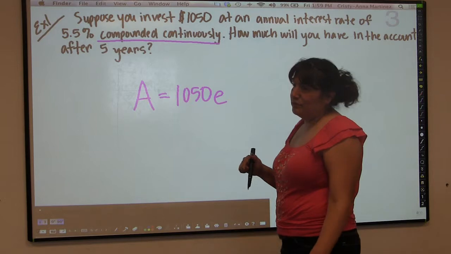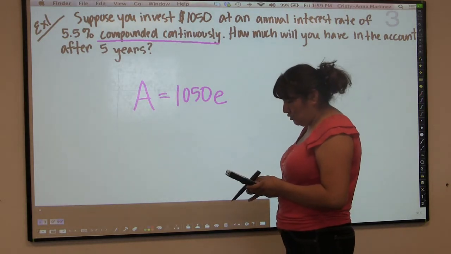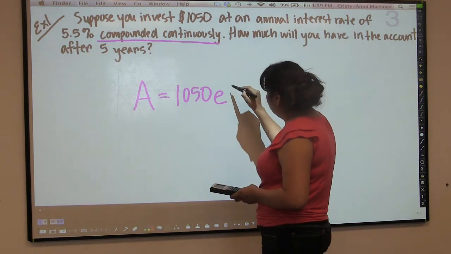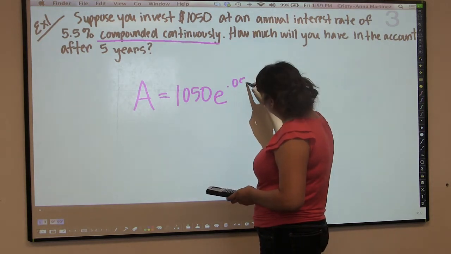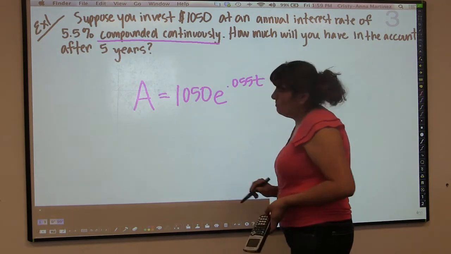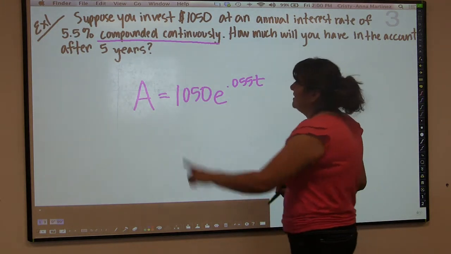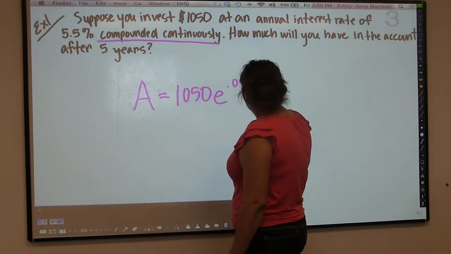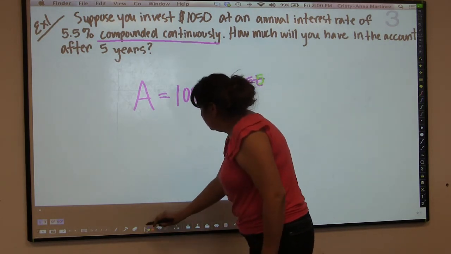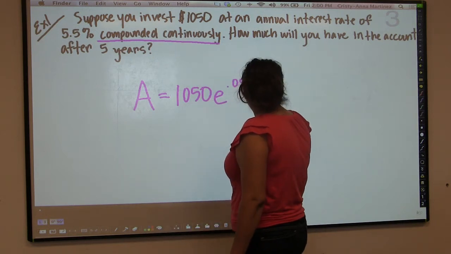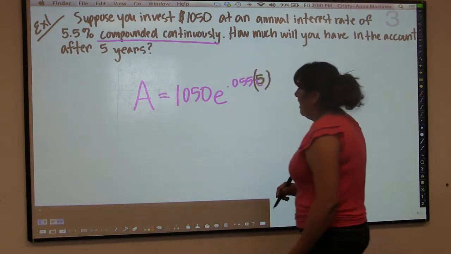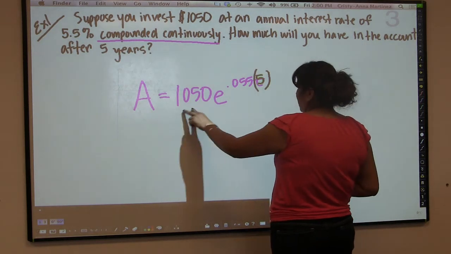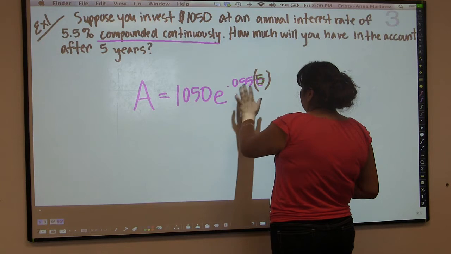but 5.5%, if you want to get that as a decimal, you just divide it by 100 or move the decimal 2 times over, and you get 0.055 t. In this case, t is 5 years, so I can go ahead and replace the t with 5. And then I just simplify that. It's really important that you not go 1050 times e. I would do the e to the this power first.